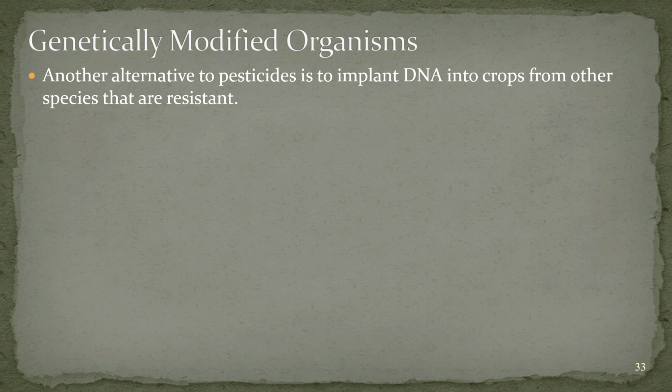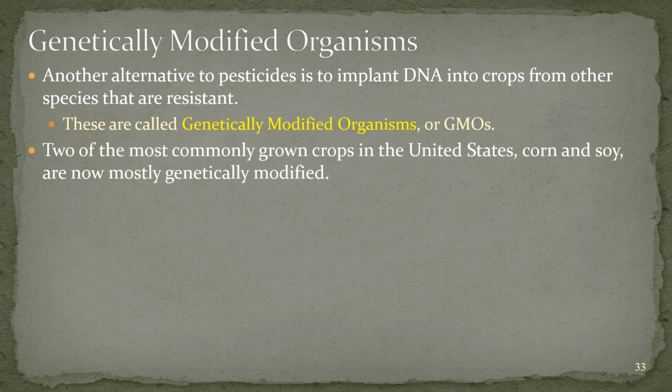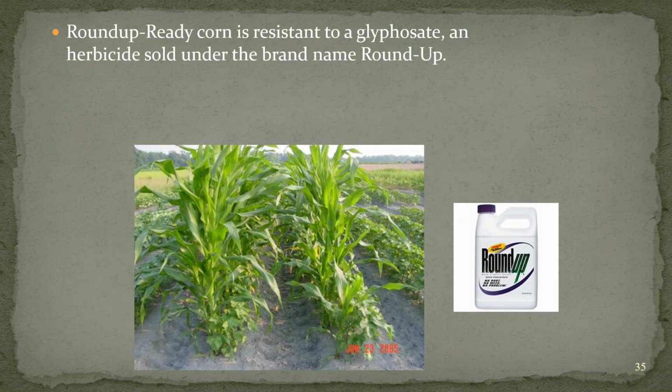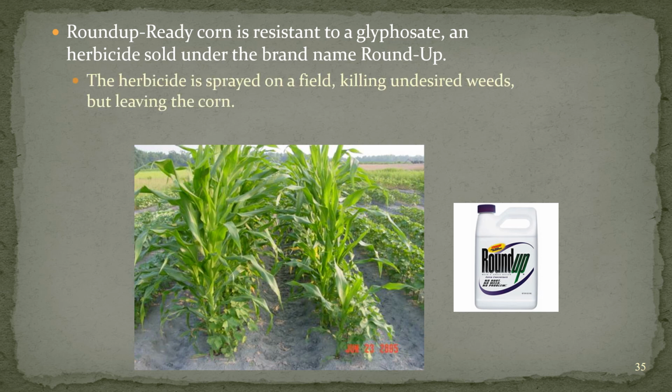Genetically modified organisms. Another alternative to pesticides is to implant DNA into crops from other species that are resistant. These are called genetically modified organisms, or GMOs. Two of the most commonly grown crops in the United States, corn and soy, are now mostly modified. BT corn has been genetically modified to produce certain proteins from a species of bacteria called Bacillus thuringiensis. The proteins are poisonous to the European corn borer. Roundup Ready corn is resistant to glyphosate, an herbicide sold under the brand name Roundup. The herbicide is sprayed on a field, killing undesired weeds but leaving the corn.